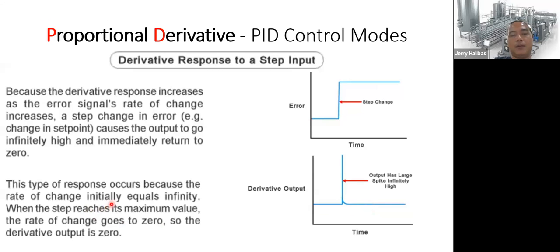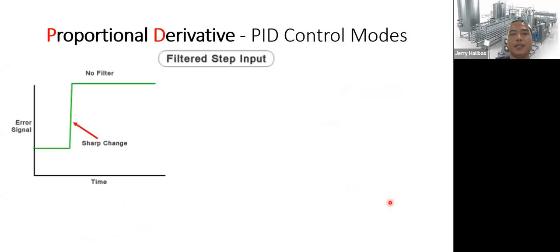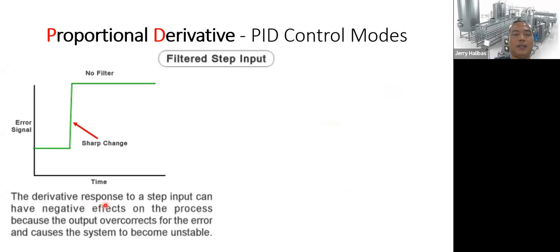So this type of response occurs because the rate of change initially equals infinity. The rise of the step change heads toward infinity. When the step reaches its maximum value, the rate of change goes to zero, so the derivative output is zero. Okay? So it looks like this, a sharp change. So the derivative response to a step input can have a negative effect.